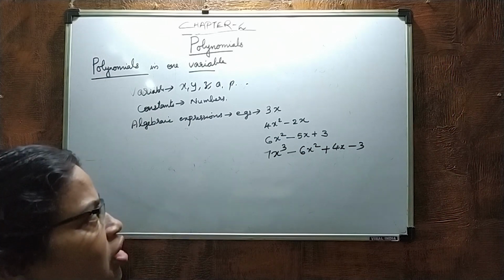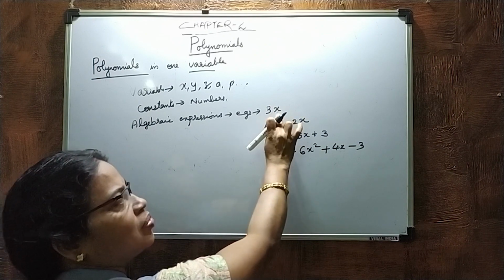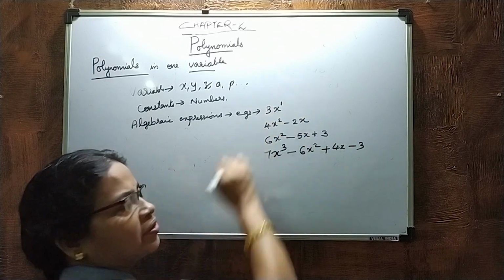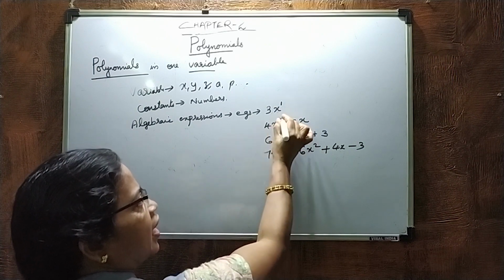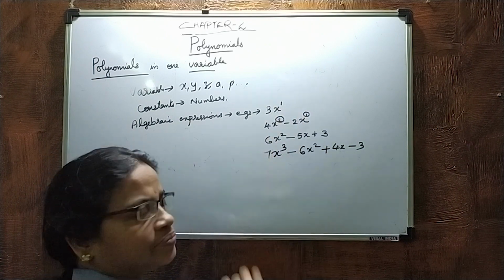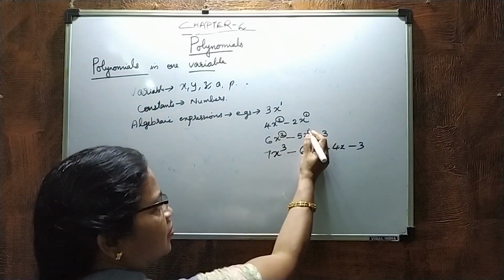But one more thing you have to remember always. Now look, what is the exponent of this variable x? Here it is 1. Here the exponent is 2, and here also 1. Then here it is 2, and here it is 1.